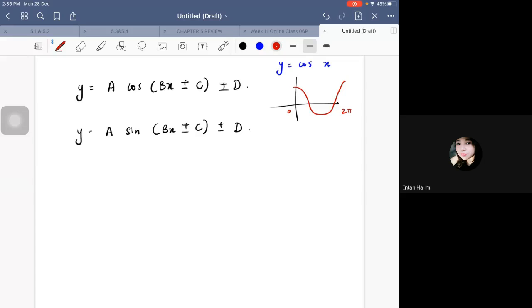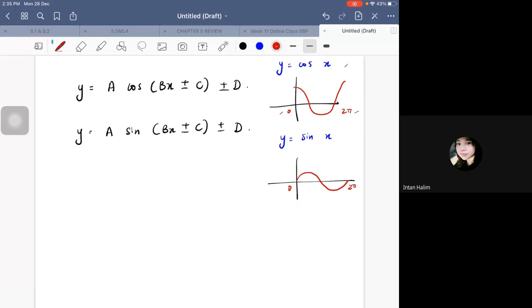Okay, so this is going to be the most basic graph of y equals cos of x. It's going to be a graph that looks like this. This is called one cycle, and this cycle is covered from 0 until 2 pi. In terms of the sine graph, this is going to be the easiest form of the sine graph, y equals sine of x, and the function for sine is going to look like this. Again, it's going to cover from 0 until 2 pi. So these are the most basic graphs for cos x and sin x.